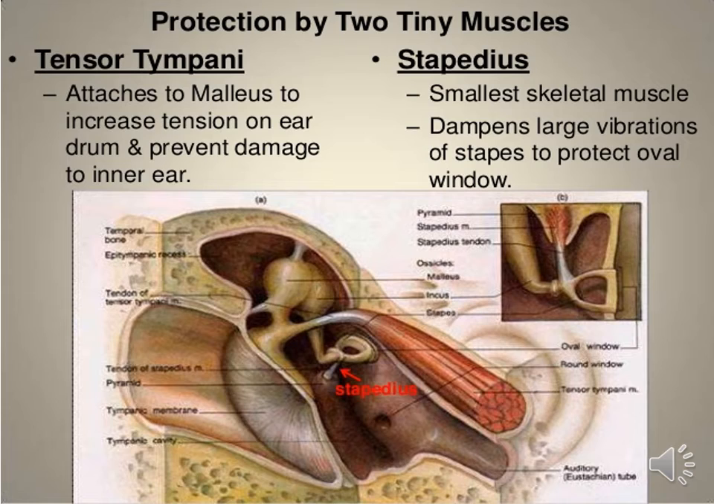For the muscles of the middle ear, we have two tiny muscles that provide protection, the tensor tympani and the stapedius muscle. The tensor tympani attaches to the malleus to increase tension on the eardrum and prevent damage to the inner ear. So this muscle absorbs strong sound that could damage the inner ear. The stapedius muscle, the smallest skeletal muscle, dampens large vibrations of the stapes to protect the oval window.